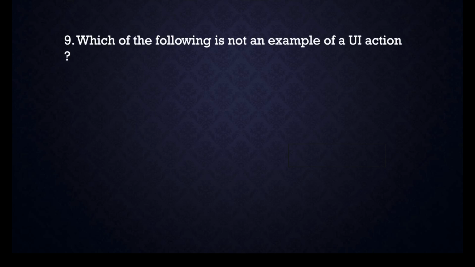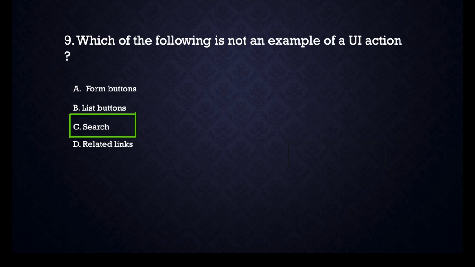Next question. Which of the following is not an example of a UI action? Options: form buttons, list buttons, search, related links. So the correct answer is search. Next question.